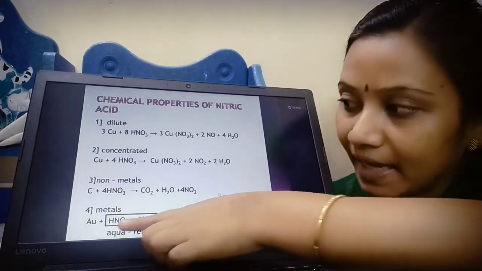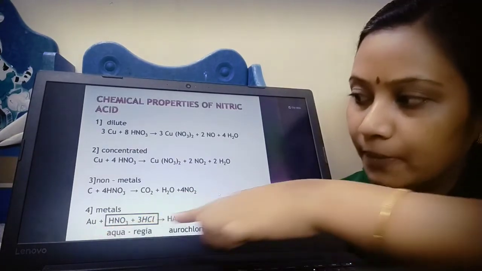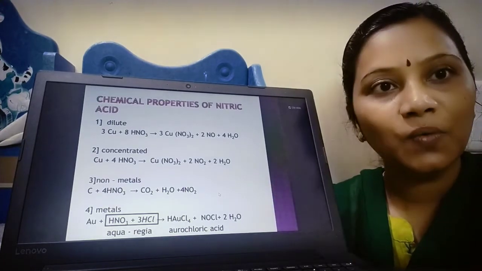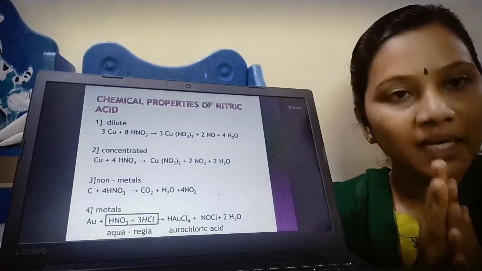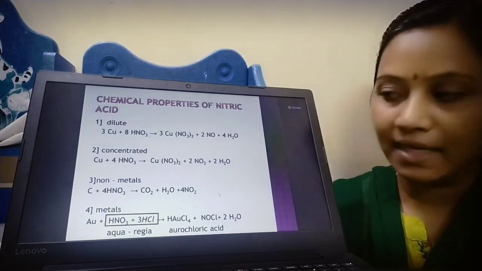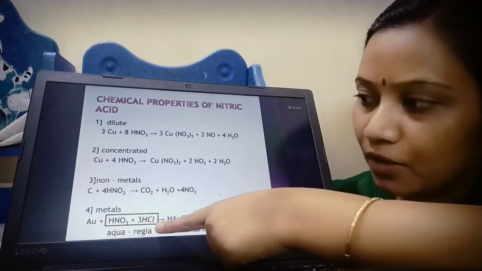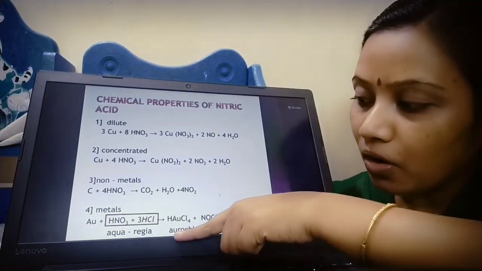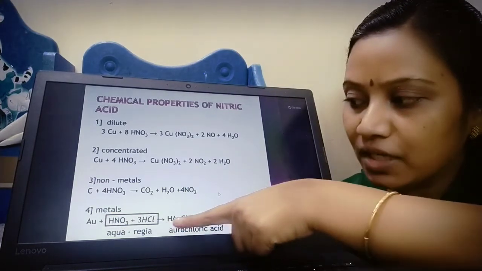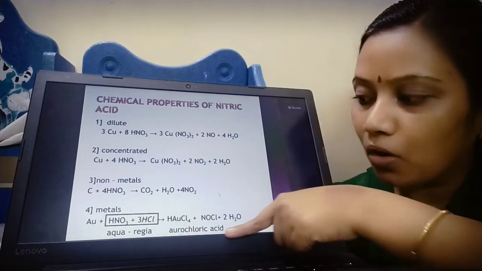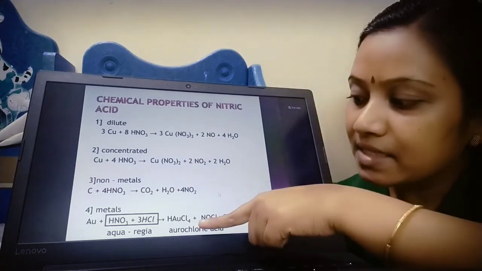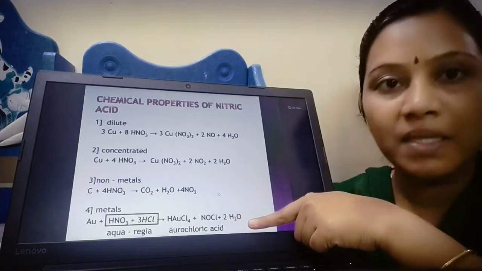Now, when nitric acid reacts with metals like gold, this is the reaction with aqua regia. What is aqua regia? Aqua regia is nothing but a combination of nitric acid and hydrochloric acid. So nitric acid and hydrochloric acid along with Au, what is the product? It is chloroauric acid, HAuCl4. Also NOCl, nitrosyl chloride, plus water molecule.